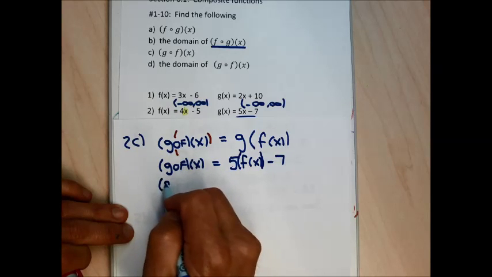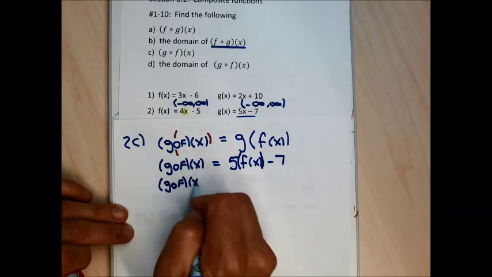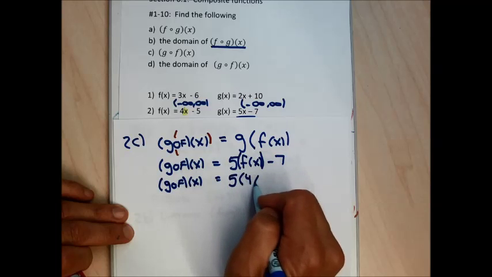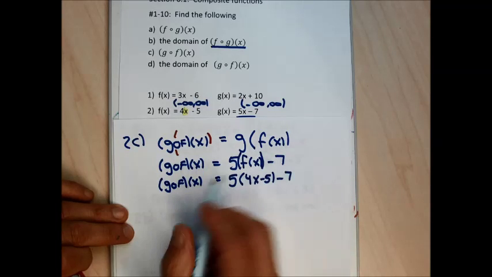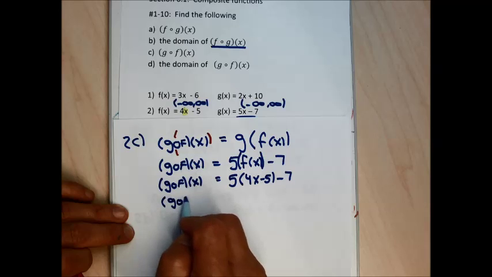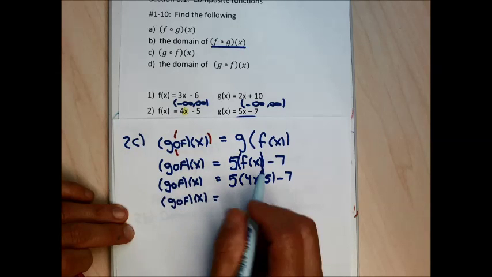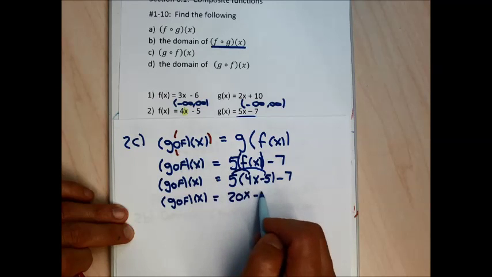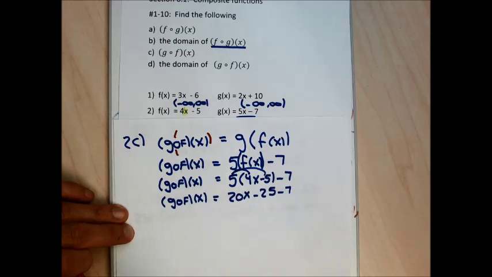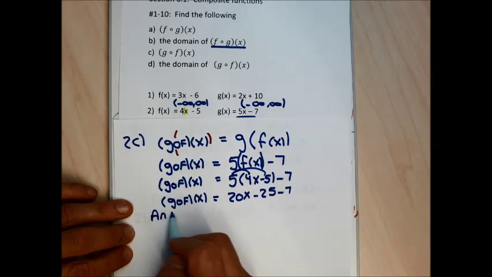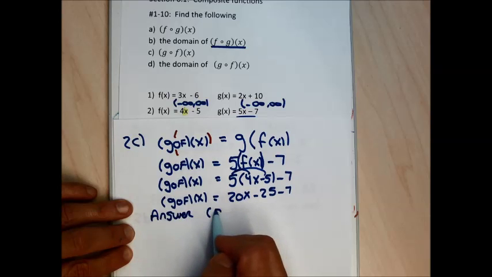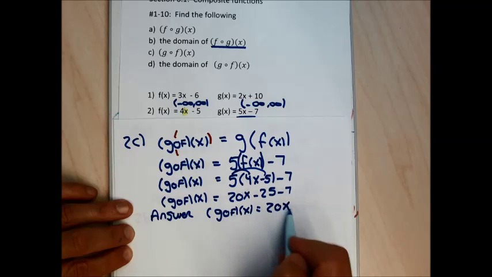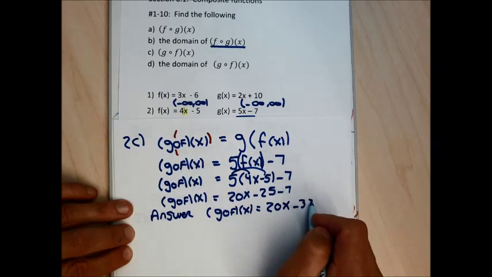And now I'm going to change the f of x to 4x minus 5. So I'm going to get 5 times 4x minus 5 minus 7. I'm going to simplify this by clearing the parentheses, multiplying 5 times 4x and getting 20x, 5 times minus 5 and getting minus 25, and then I have the minus 7. The answer to part 2c, g composed with f of x, is equal to 20x, and I'm going to combine those terms and get minus 32.